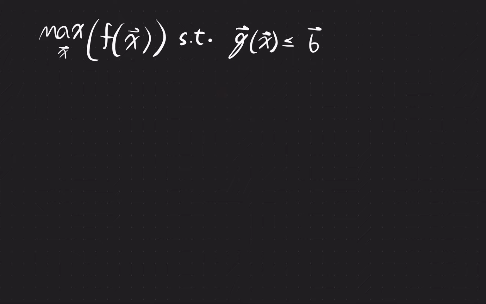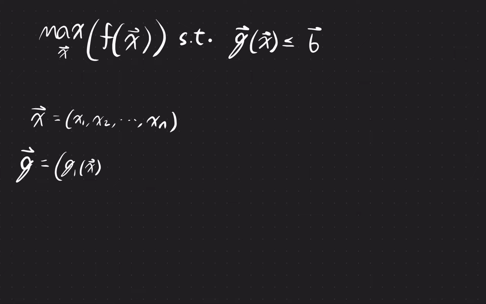Sometimes we deal with cases where there are multiple constraints, and in those cases, we use a vector as our constraint. So we'll define x as x1, x2, all the way to xn. Then we'll define g as g1 of x, the vector, g2 of x, the vector, all the way to gm of x, the vector. So this is a vector of multivariable functions. Each of the m components is its own function of x, the vector.